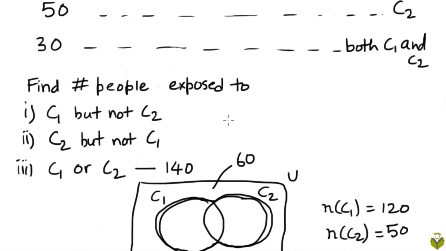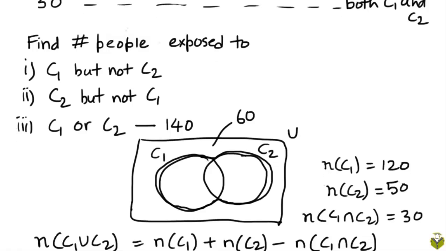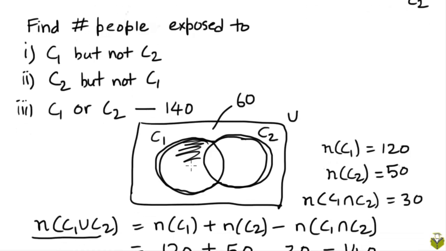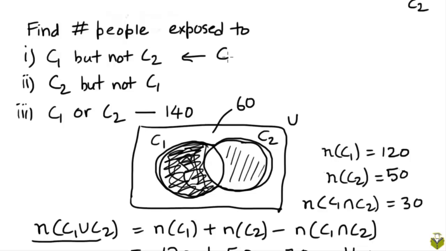Now we also have to find out how many people were exposed to C1 but not C2. So this would be the number of elements in this region over here. And the second part asks us to find out the number of people who were exposed to C2 but not C1. So that would be the number of elements in this set over here. So this first set is the set C1 minus C2. The second set is the set C2 minus C1. The elements in this set are those that are present in C1 but not in C2. The elements in this set are those that are present in C2 but not in C1.